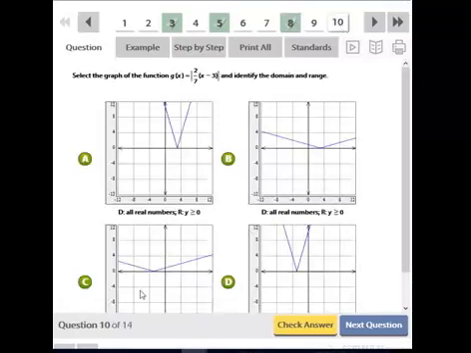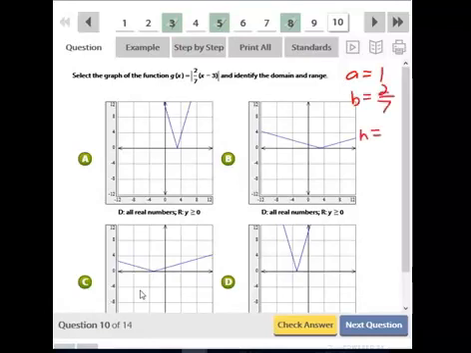Select the graph of the function and identify the domain and range. So here, A is going to be 1, B is 2/7, H is 3, K is 0. So we don't have any reflections here. B is less than 1, so that's going to be a horizontal stretch. So I'm actually looking for something that's short and fat, because if you stretch out in the horizontal direction, you're going to look shorter and fatter in the vertical direction.